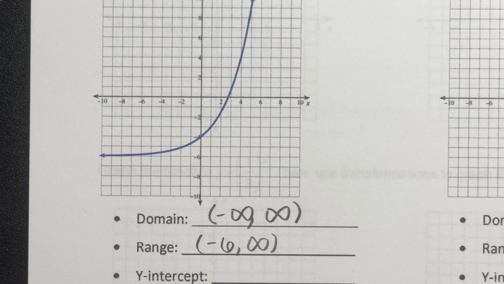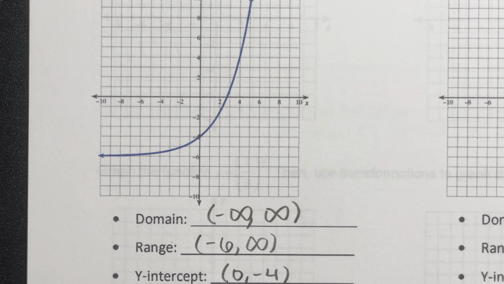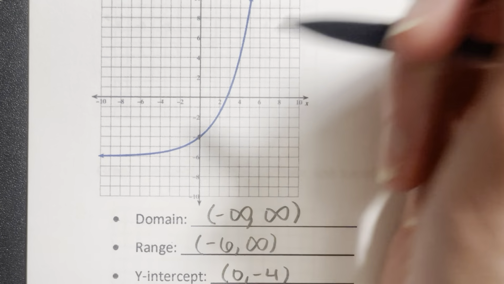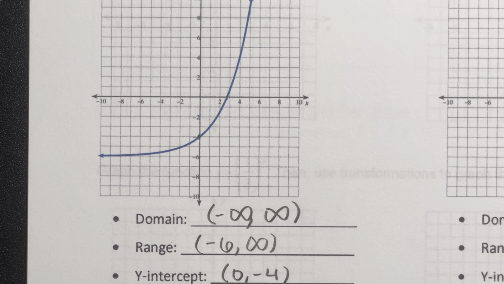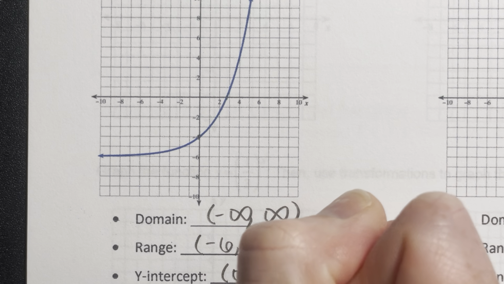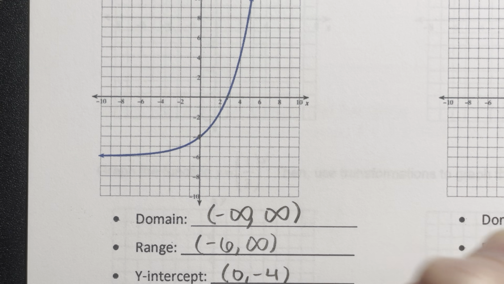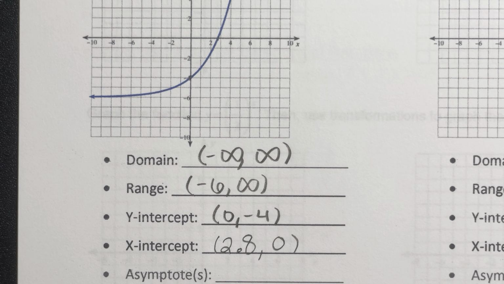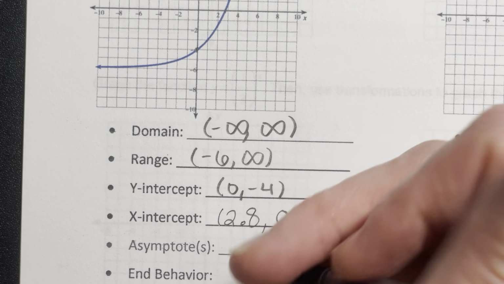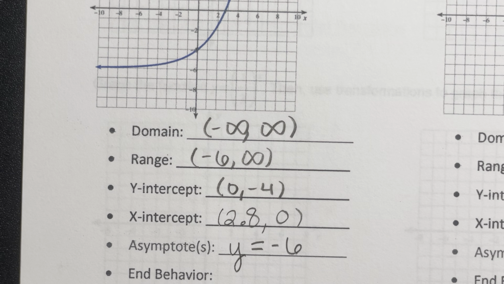The y-intercept, we can see, crosses right here at -4, so the y-intercept is (0, -4). The x-intercept is not exact, so we'd have to estimate, but it's a little bit before 3. So we might say the x-intercept is 2.7 or 2.8, maybe. We're just estimating. We did see an asymptote. This has an asymptote at y equals -6.